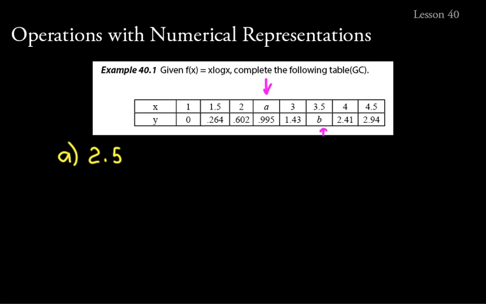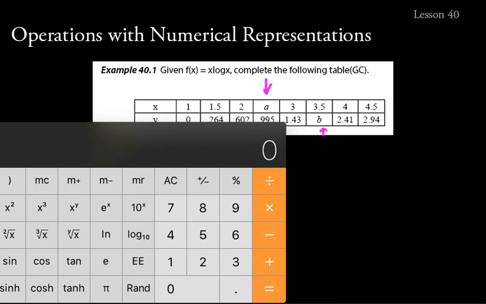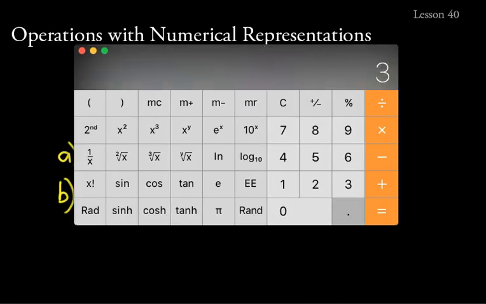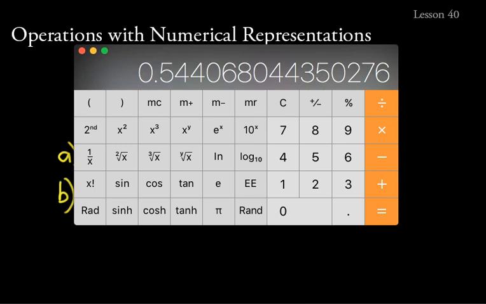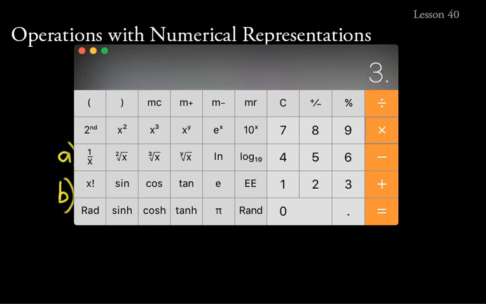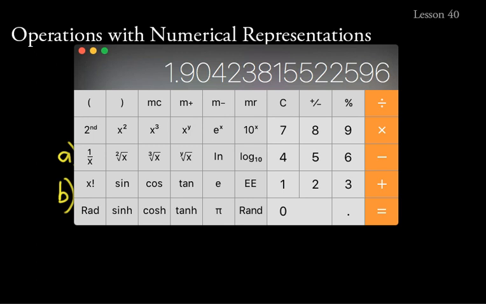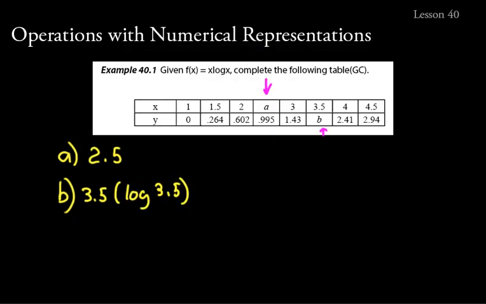For B, all we need to do is, we've been given the input of 3.5, so what would the output be? So that would be 3.5 times log of 3.5. So get your calculator out and do 3.5, hit the log base 10 button there, times that by 3.5, and you get 1.90. So we'll just say 1.90 for B. And that's it.